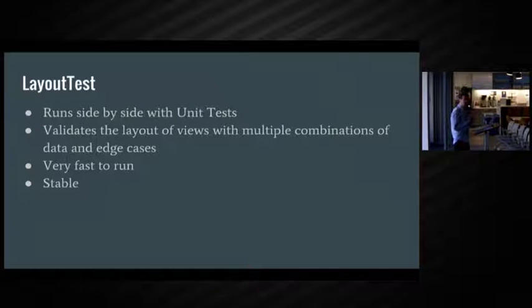The general flow of the test is that you can take some data, bind it to a view, take this view, run an auto layout pass on it, and then validate that all the CGRects and stuff are in the correct place.